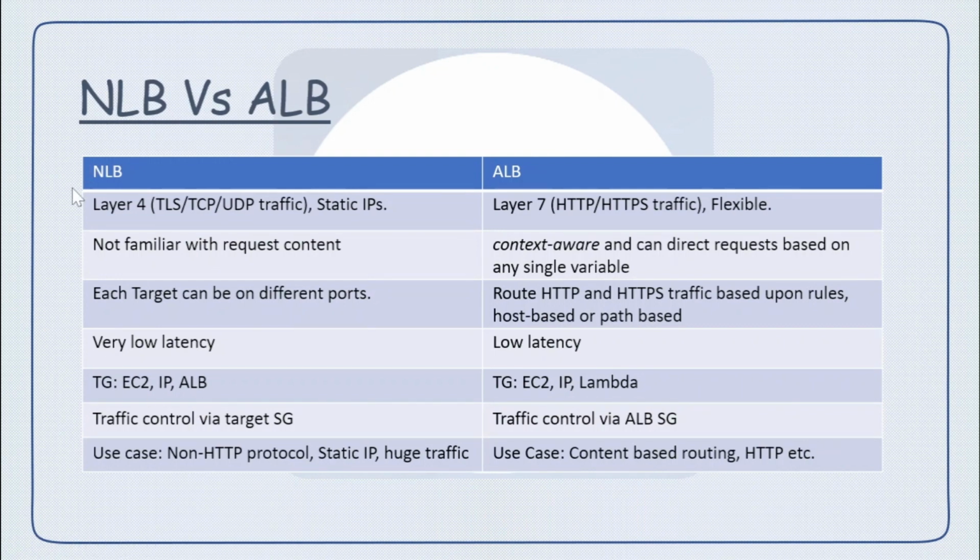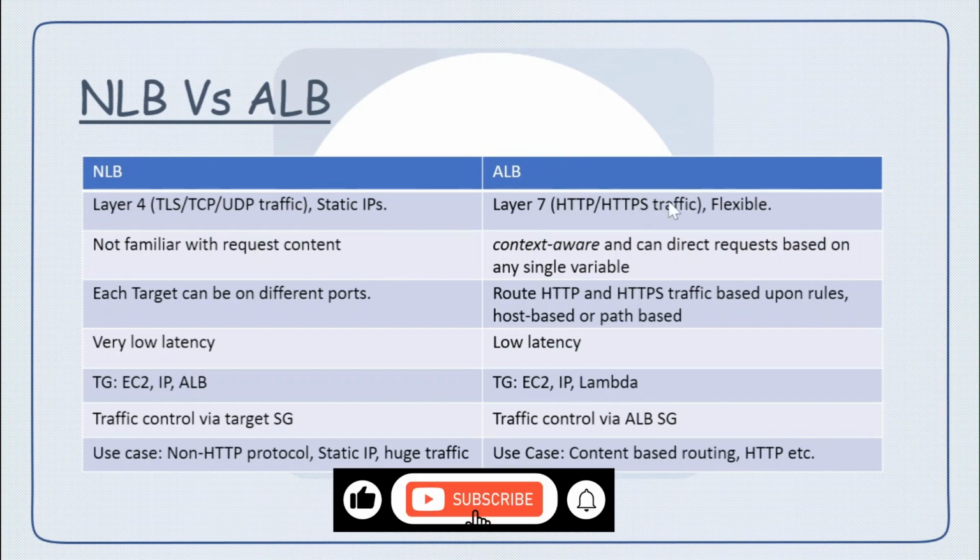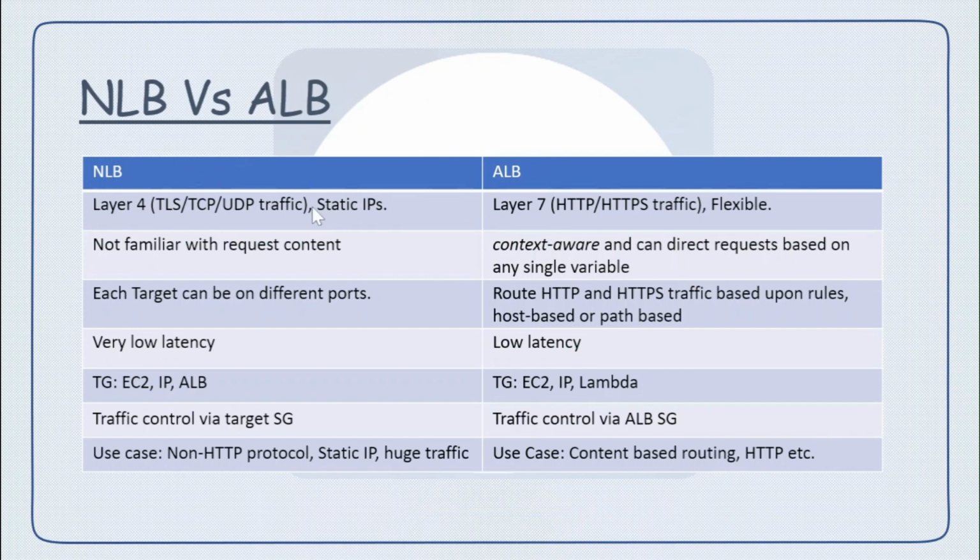The first and major difference between NLB and ALB is that NLB works on layer 4 of the OSI model, whereas ALB works on layer 7. NLB supports protocols such as TCP, UDP, etc. ALB supports protocols such as HTTP and HTTPS traffic. When you create an NLB, it takes some static IPs, or you can assign some Elastic IPs as well. But ALB is flexible in this case.